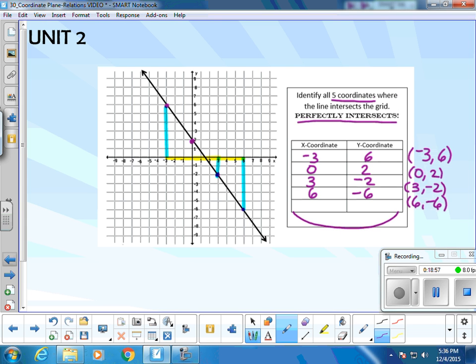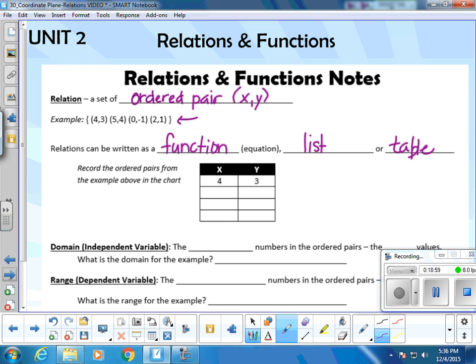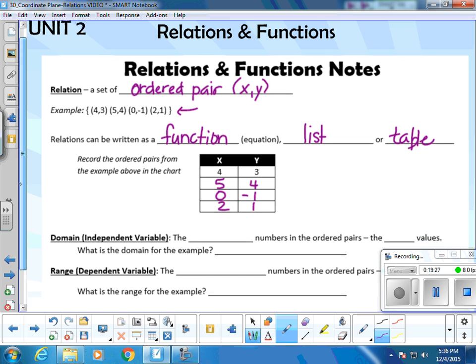This is a table. So if we look at the example they gave us here, we have 4, 3, 5, 4, 0, -1, and 2, 1. So if we look at how we write it, we're going to list the x-coordinates on the left side and the y-coordinates on the right side. But you have to keep them on the same line, like a married couple. So we have 5 and 4, 0 and -1, and 2 and 1. That's all you have to know with regard to relations.